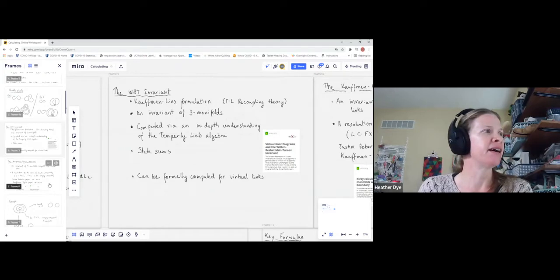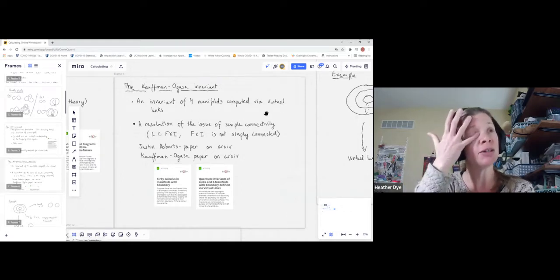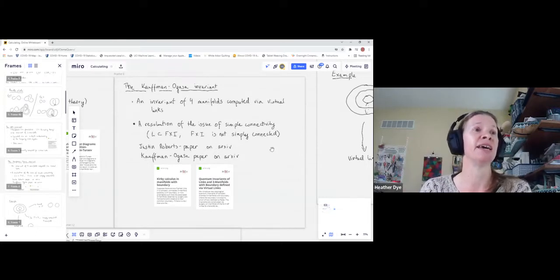So then Lou and Kauffman this summer put out a paper, and here's the link, entitled Quantum Invariance of Links and 3-Manifolds with Boundary Defined via Virtual Links. So they started looking at an invariant of 4-manifolds computed via virtual links, developed that, and looked at a resolution to the issue of simple connectivity.